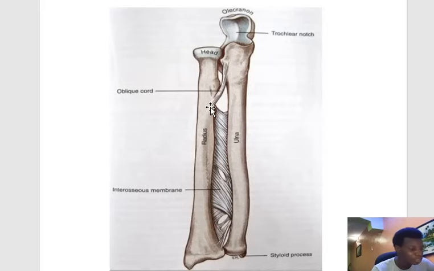Alright, so straightaway to the radius now. The radius is this bone right here, of course, the lateral bone of the forearm. Okay, it has a head. Obviously, here is the head. And can you guess what the head articulates with? We've mentioned it today. Yeah, the capitulum of the humerus, the capitulum. That's where the head articulates with. Okay, and of course, there is a neck too. The neck is a constriction right there.